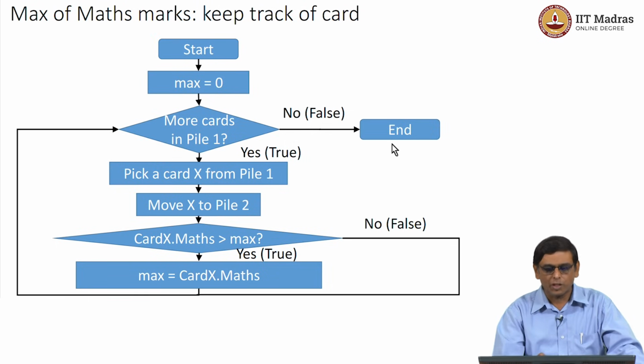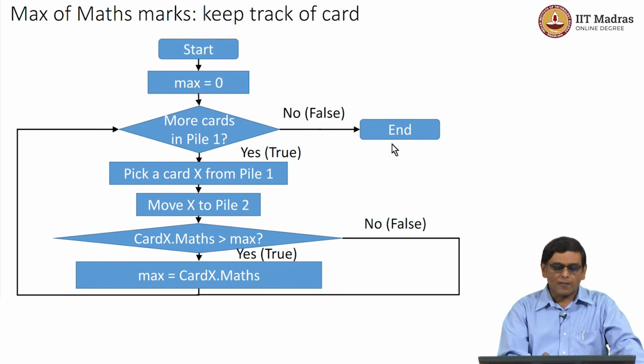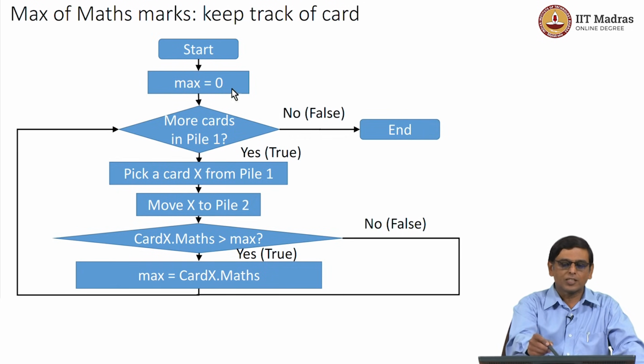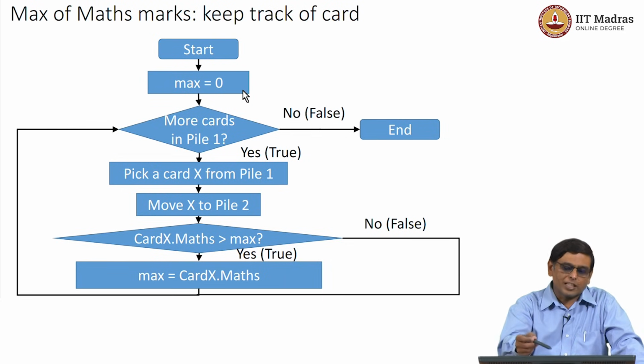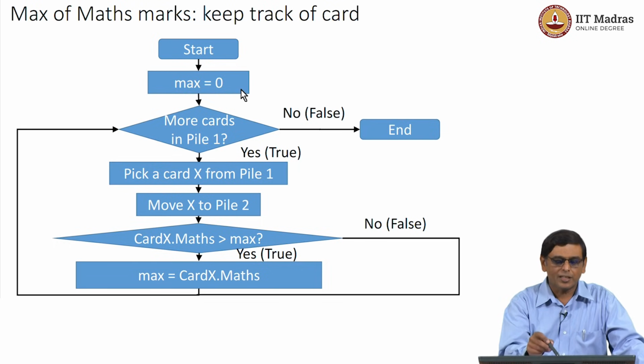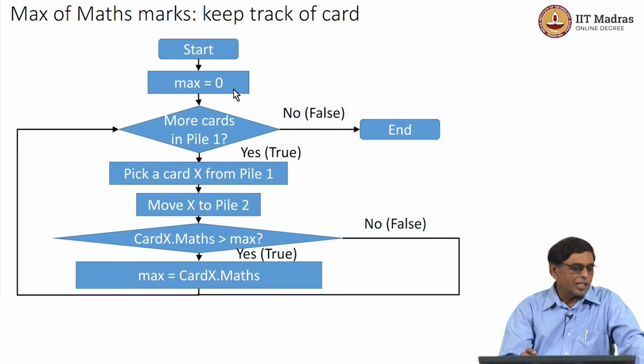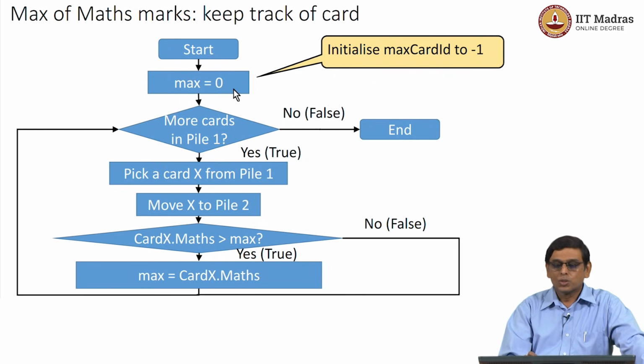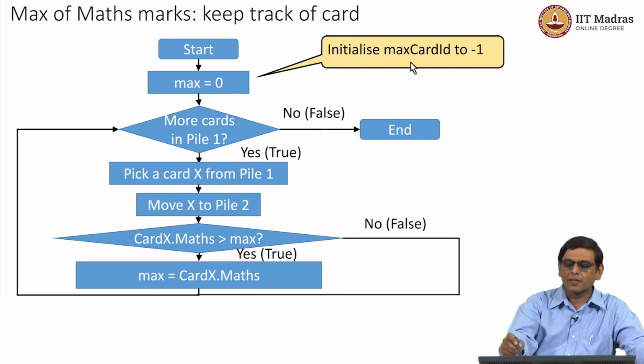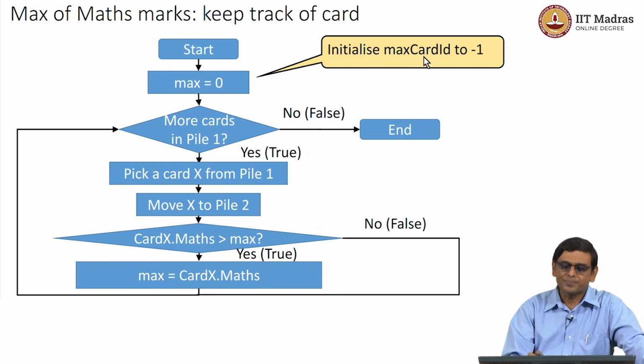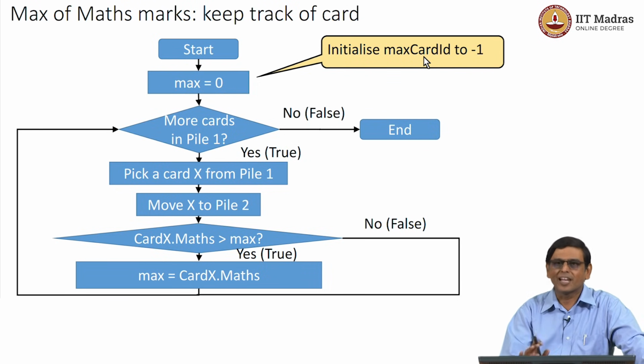So, what change do we make to it to keep track of the card also? We can see here that the only thing we are keeping track of is a variable called max, and we are not keeping track of the card itself on which this max was found. All right. So, we have to do something further, not only to keep the maximum value, but to keep track of the card. So, we are going to use another variable called maximum card ID, and we have to initialize that to some value which is not present actually, something that represents null or nothing.